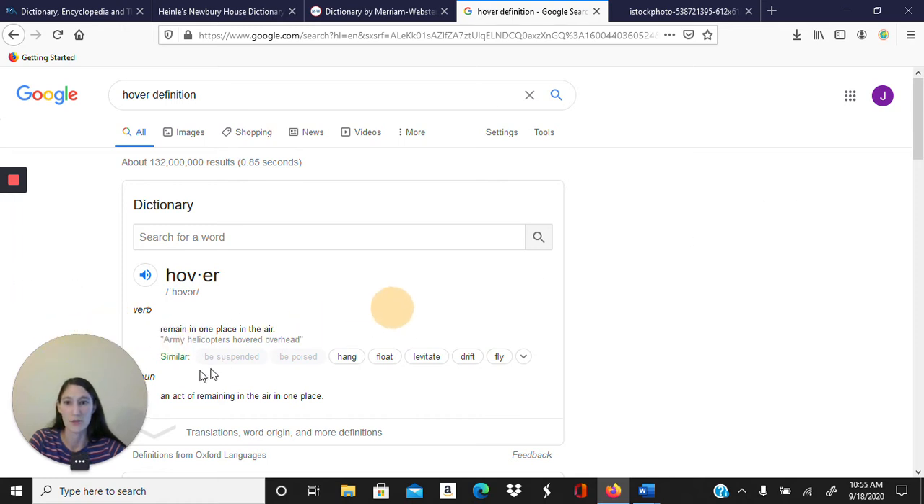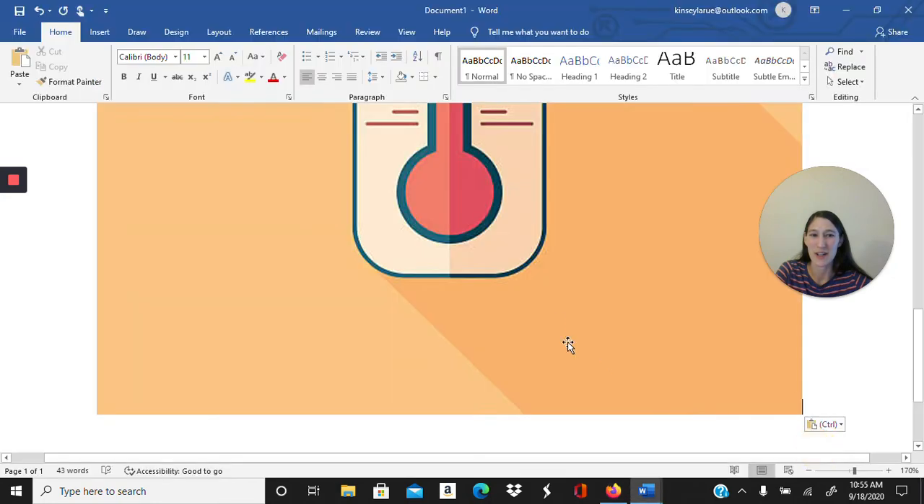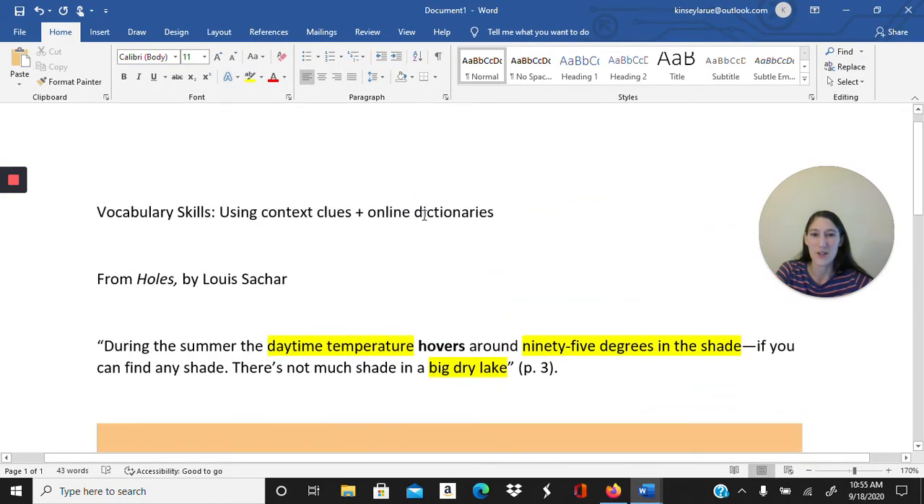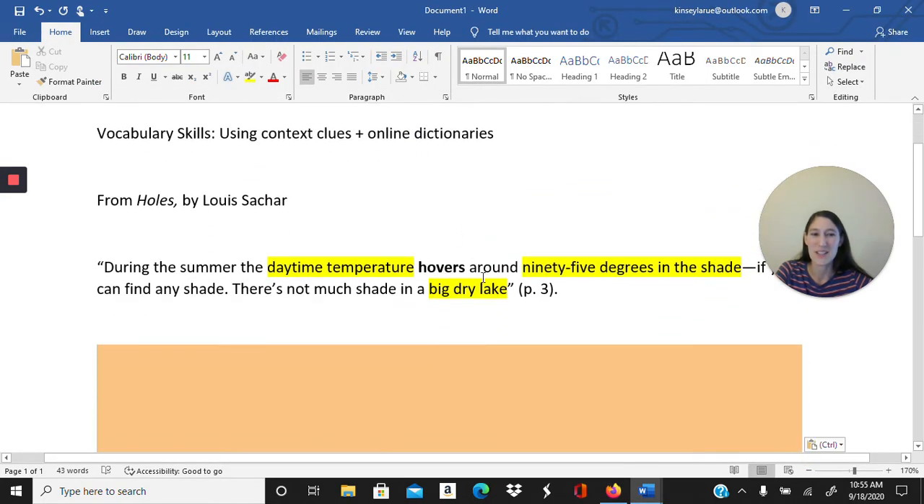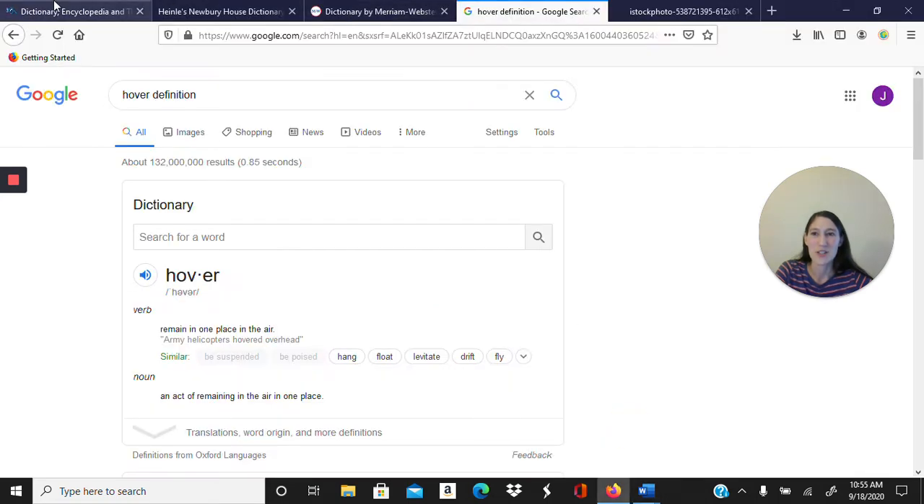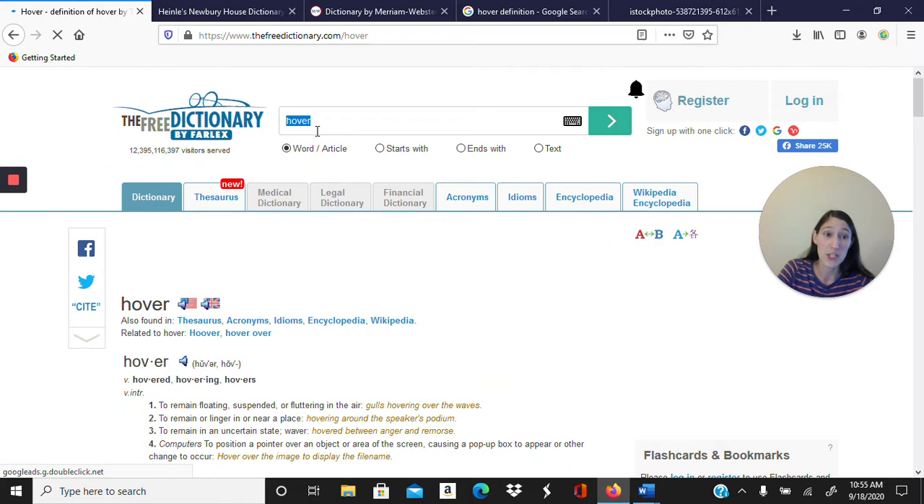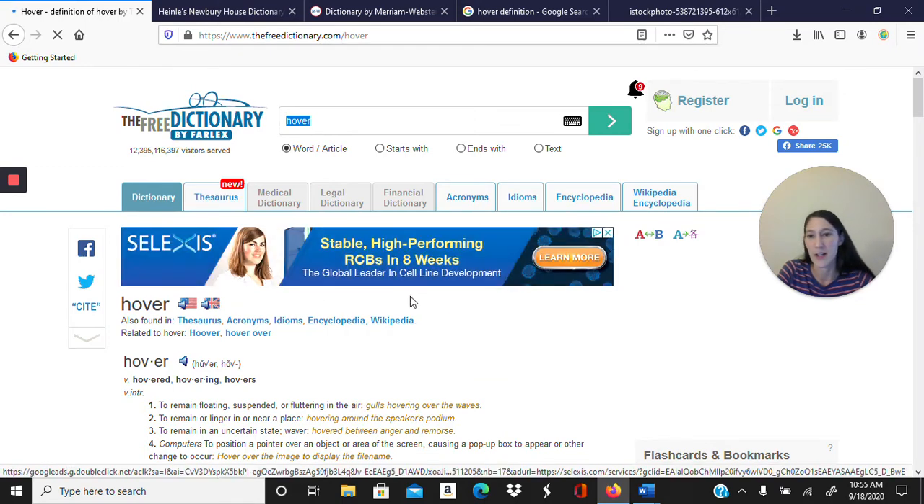So I can see that it's a verb. It says remain in one place in the air, but that doesn't really fit with my context, right? So if I go back and look at this, it's kind of related, but let's see if I can find something a little bit better. So here's a dictionary I like, the free dictionary. Let's look it up in there. And you have to make sure you spell it right, okay?